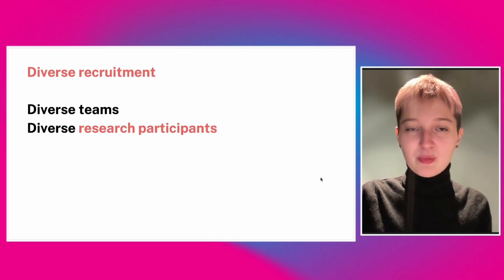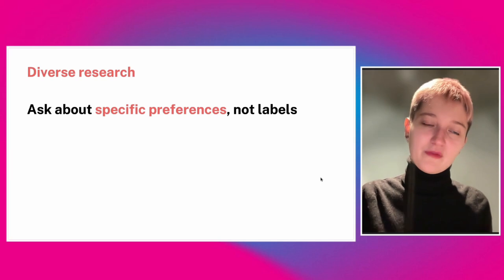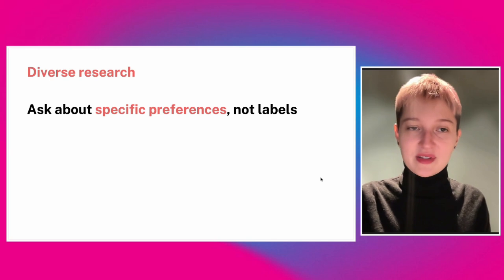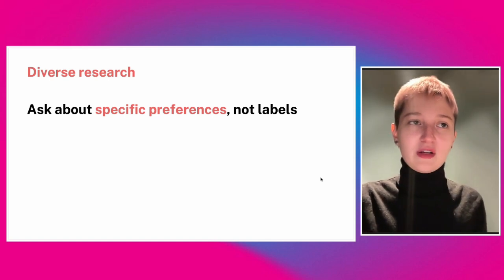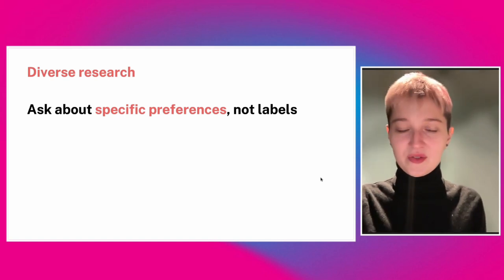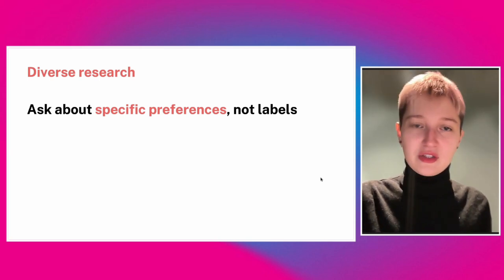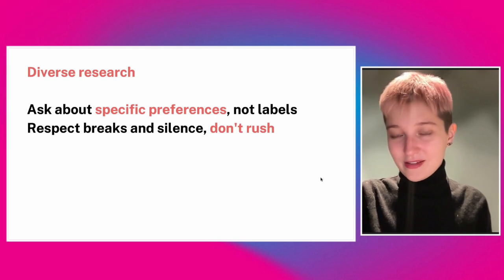When we recruit people for research, test our designs, it's important to ask not about their labels, but specific preferences, as they might be using different labels, or they might not want to choose any labels at all. It's good to ask about what you prefer, or what you might find frustrating, or what you might find distracting in the process, not to ask about what do you like as a person with ADHD. It's better to ask about specific behaviors and preferences, and also to respect breaks and silence.